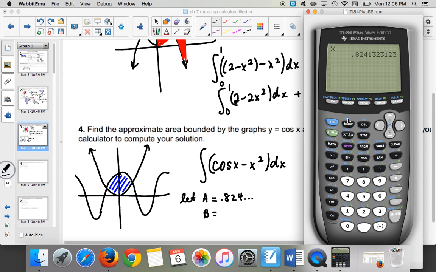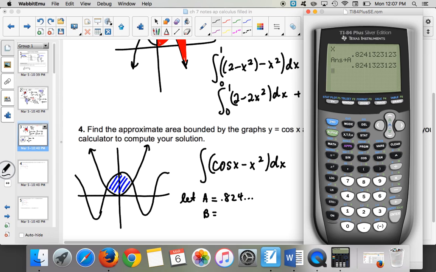So how do you store the 0.824 number? I'm going to do store as alpha a. But you don't have the number, you just have the number in here. How can you get it? Go back to your main screen, so do second quit, and then hit the x button, like your x theta n. And then it comes up, that 0.824 number, and then do store alpha a.